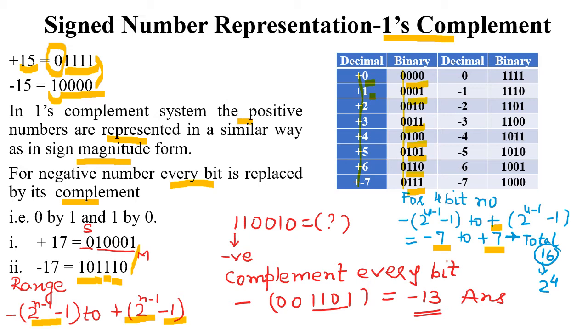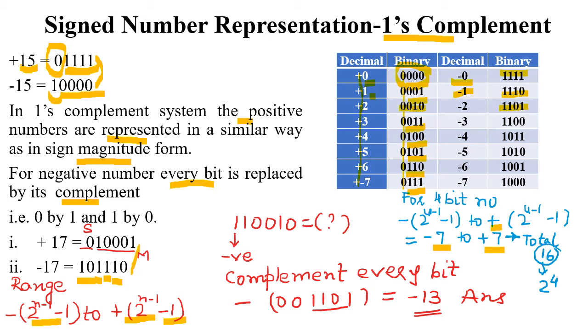Now, for minus 0, you have to take the complement of this. Corresponding to 4 zeros, we have 4 ones. Similarly, for minus 1, you have to take the complement of this. 3 zeros are replaced by 3 ones and the single 1 is replaced by 0. Similarly, for minus 2, we take the complement of 0010, which is 1101.